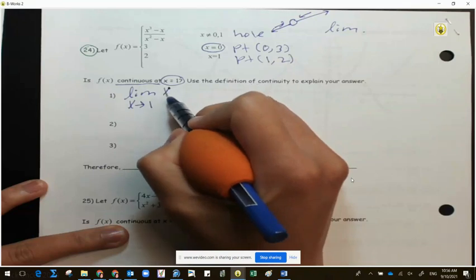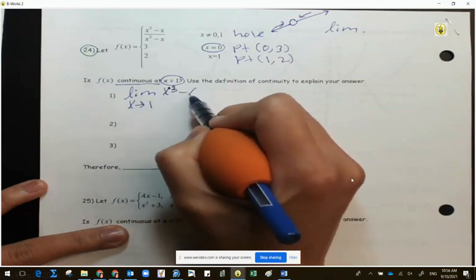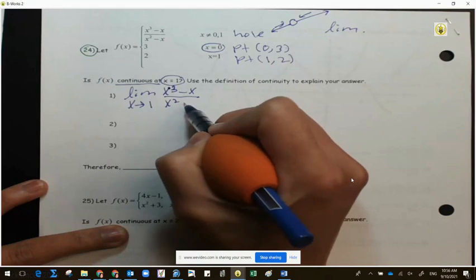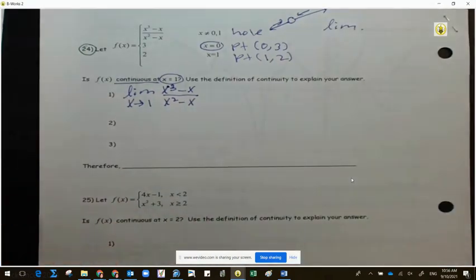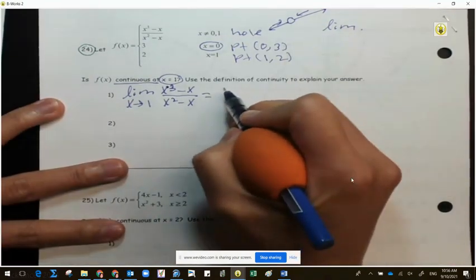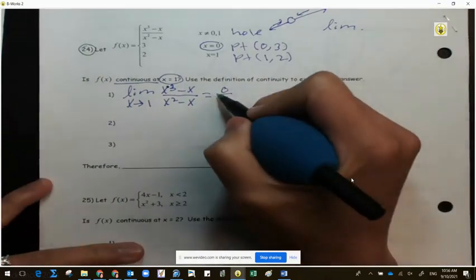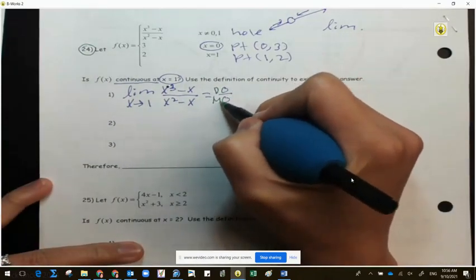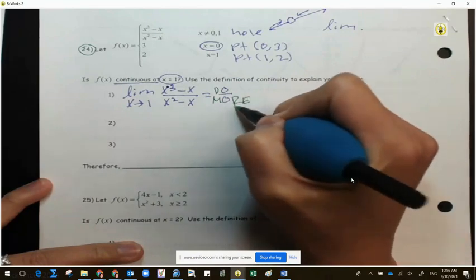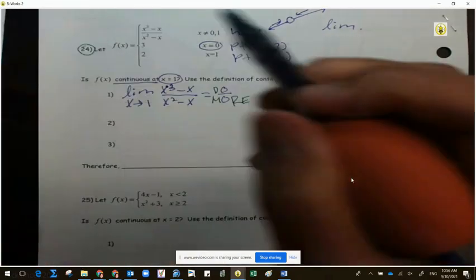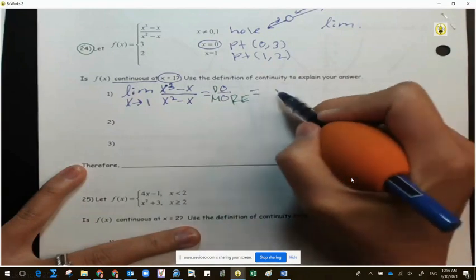So let's go ahead and plug this in. If I plug in, I should write this out first. So when I plug in the numbers, the 1, it's basically 1 minus 1 over 1 minus 1. What does that give me? 0 over 0. And what was a phrase that I told you guys to remember? Do more. And typically, do more means to factor, or a clever form of 1. But in this case, I think we can factor.